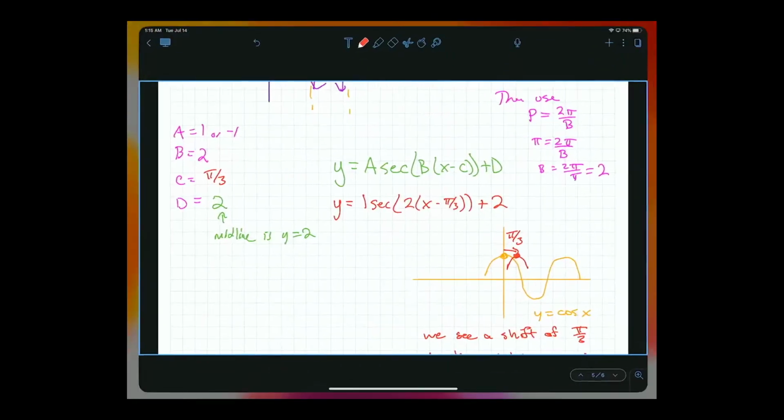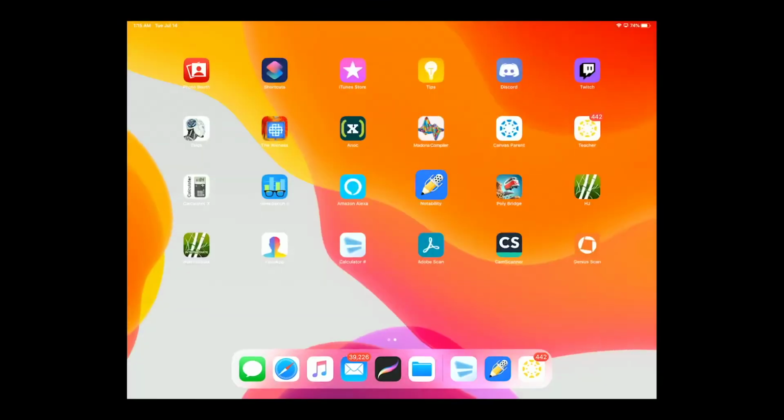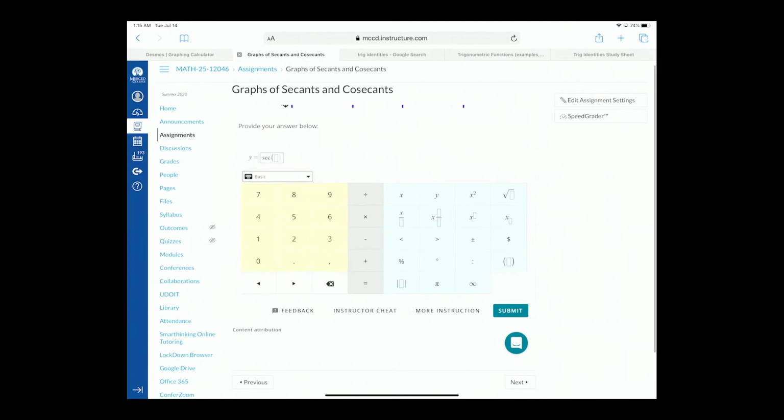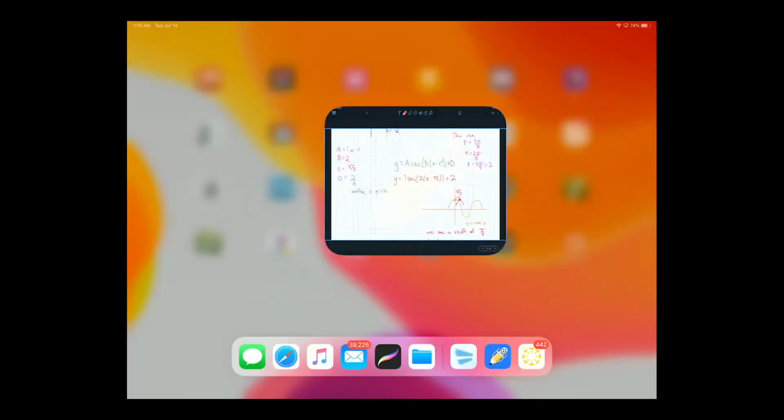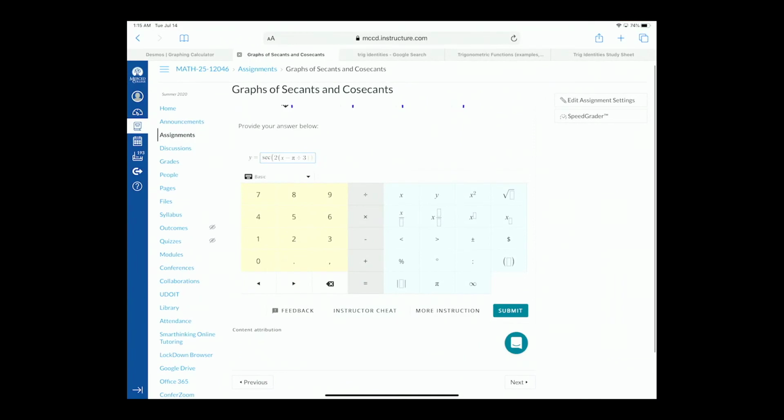It's not there, it's hidden in the notes. All right, 2 parentheses x minus pi over 3. We're going to close these parentheses somehow. And then, what is it? Plus 2? Is it plus 2? It is plus 2 on the outside. So I'm going to put a plus 2 and see if that does it. Plus 2. It did not.